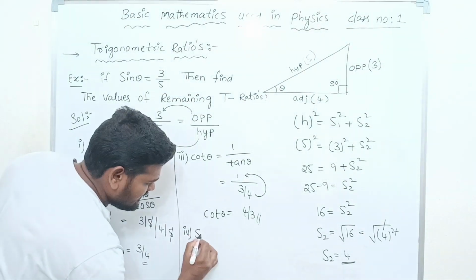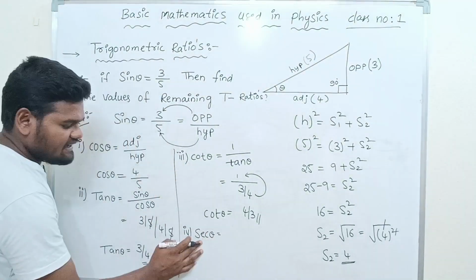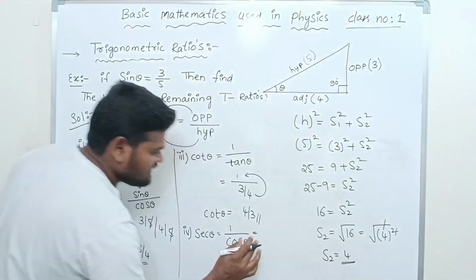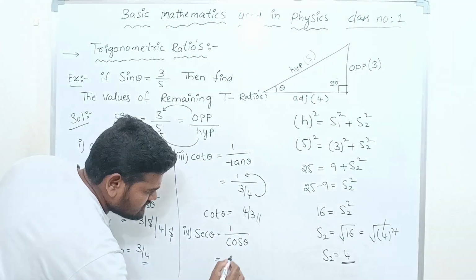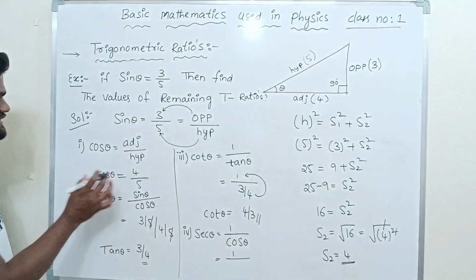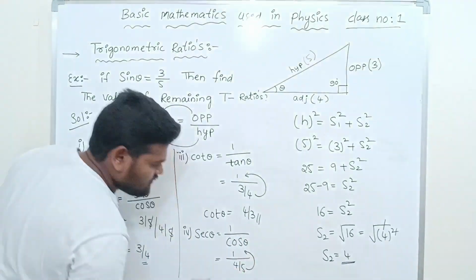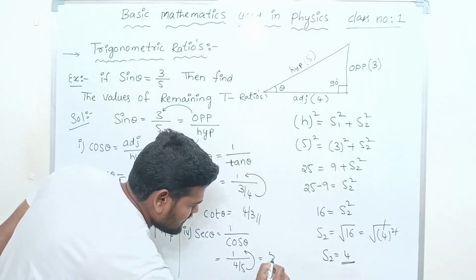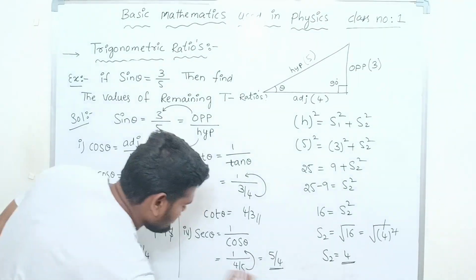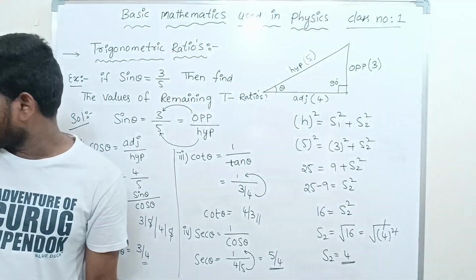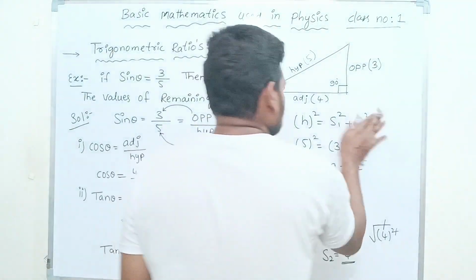Next, fourth one, sec theta. What is sec theta? The reciprocal of cos theta is called sec theta. So 1 by cos theta, which is 4 by 5. And 5 comes to the numerator and it becomes 5 by 4. So the value of sec theta is 5 by 4. Is it clear? Shall I rub this? Okay.